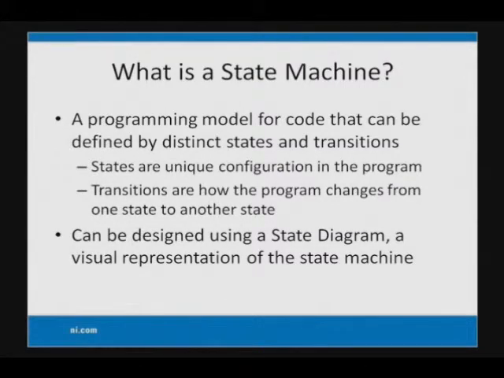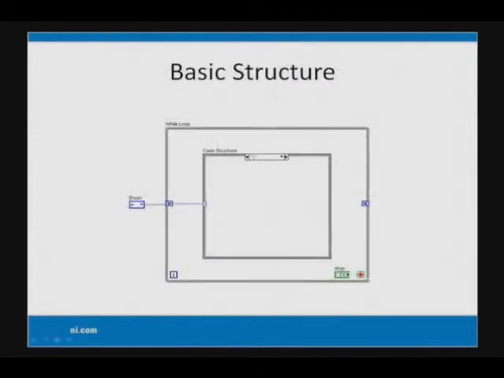Let's look at the basic structure of a state machine. You'll notice that a state machine has a while loop, a case structure, an enum, and a shift register. These four components make up the basic structure of a state machine.